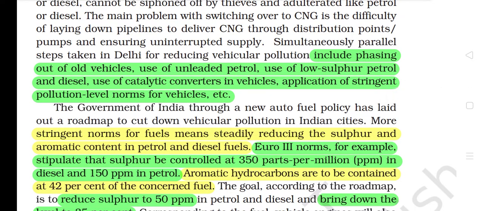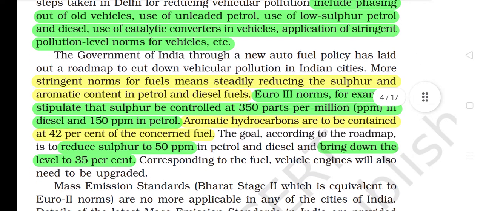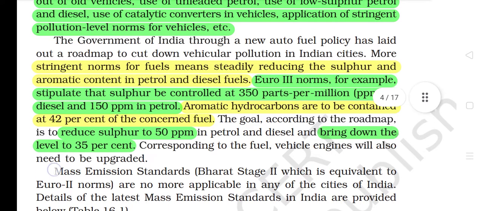Simultaneously, parallel steps taken in Delhi for reducing vehicular pollution include phasing out of old vehicles, use of unleaded petrol, use of low sulfur petrol and diesel, use of catalytic converters in vehicles, application of stringent pollution level norms for vehicles, etc. The Government of India, through a new auto fuel policy, has laid out a roadmap to cut down vehicular pollution in Indian cities.